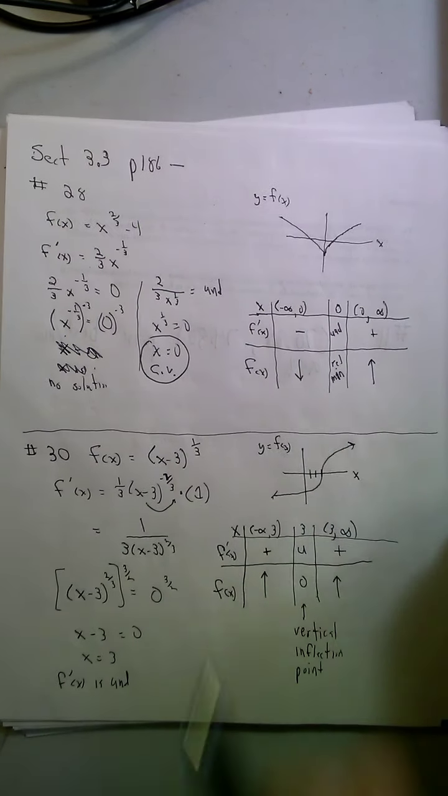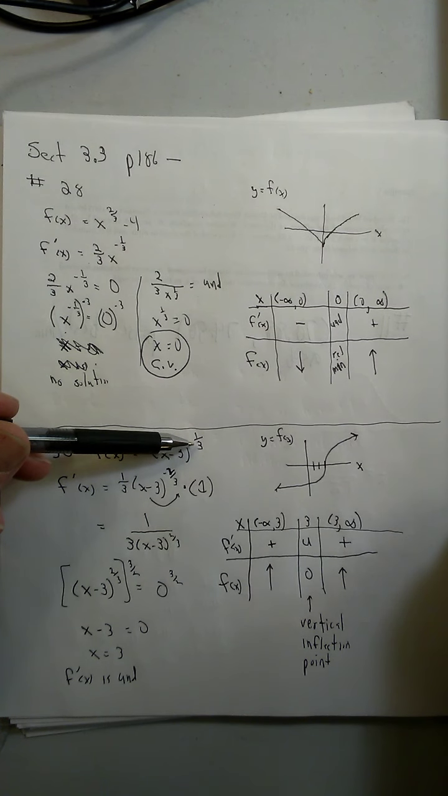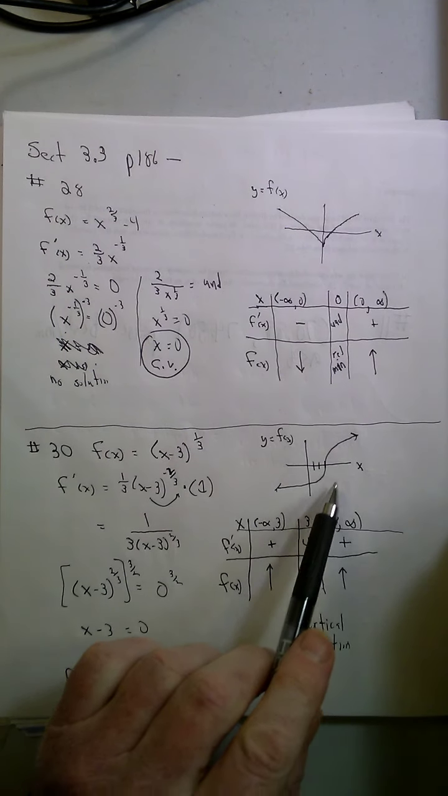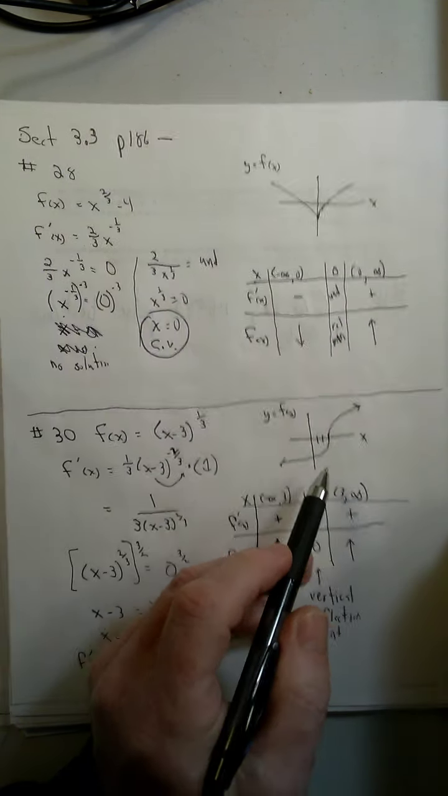Okay, two more examples. Finding increasing, decreasing, relative max and mins using the first derivative table. Page 186, number 30. There's your function, raised to the 1/3 power. Get a decent picture on your calculator. Looks like it's increasing the whole way.